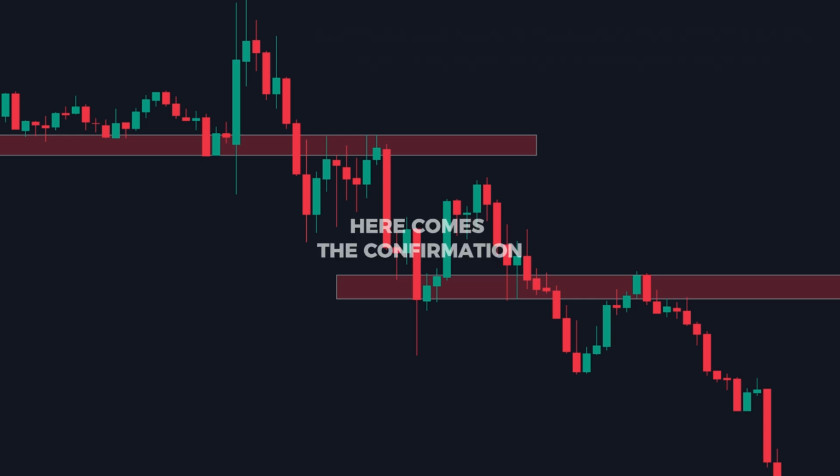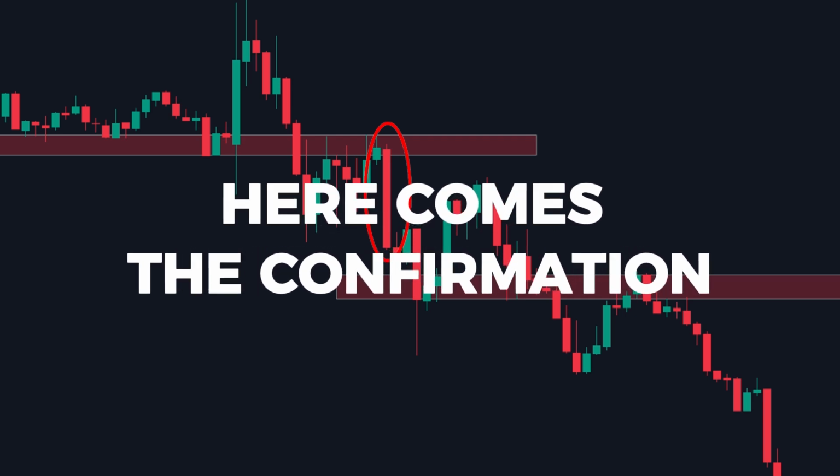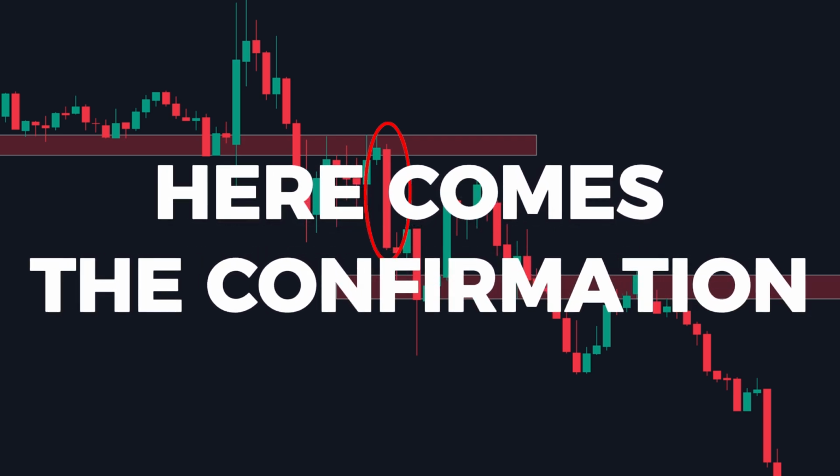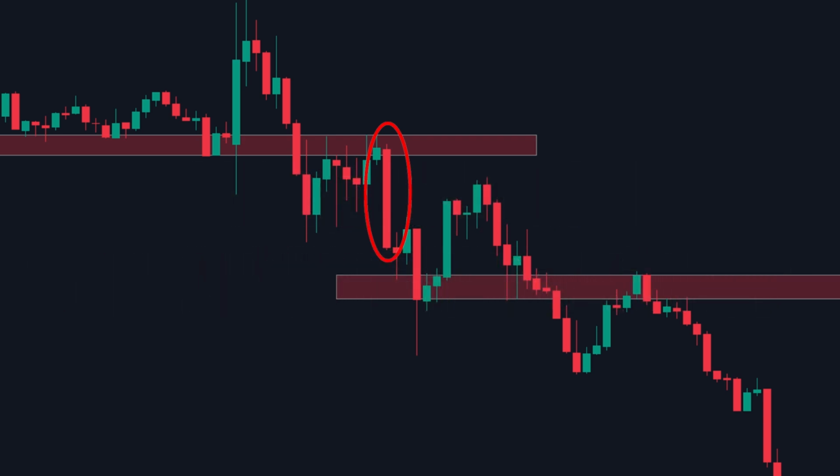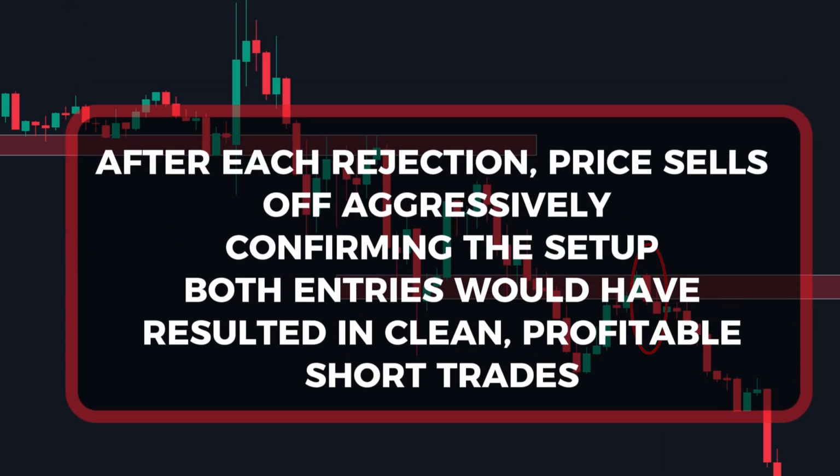Here comes the confirmation. Notice the strong bearish engulfing candle right after the wick rejections. This is the signal that sellers are stepping back in and the level is respected. Same pattern on the second retest. Small bullish candles are followed by a decisive bearish push. After each rejection, price sells off aggressively, confirming the setup. Both entries would have resulted in clean, profitable short trades.